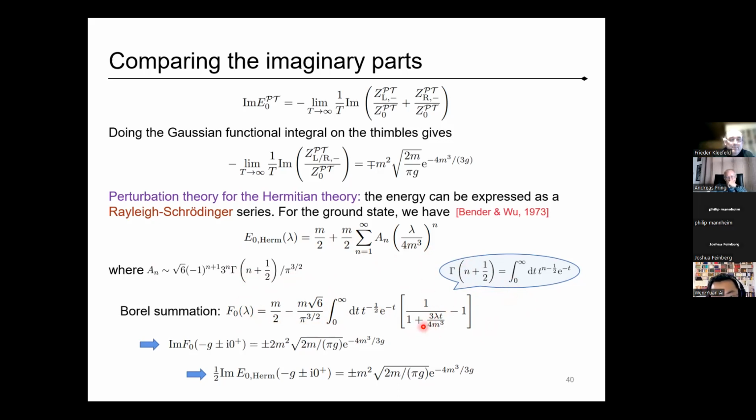And this integrand is singular on the real axis. So if you take lambda to minus g, then from this integral you obtain the imaginary part of the ground state energy for the Hermitian theory analytically continued to minus g plus or minus i0 equal to this result. And then you take half of this result, and you obtain precisely the same imaginary part. Okay, so this is perhaps our partial support for this relation.